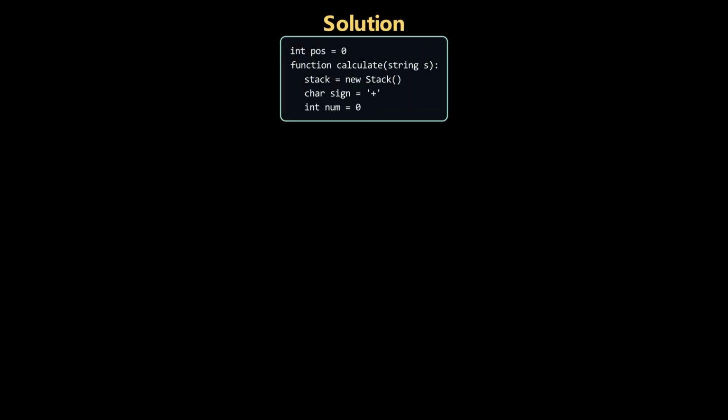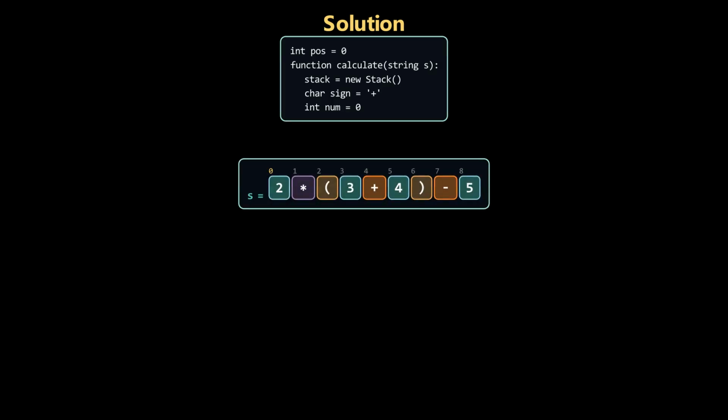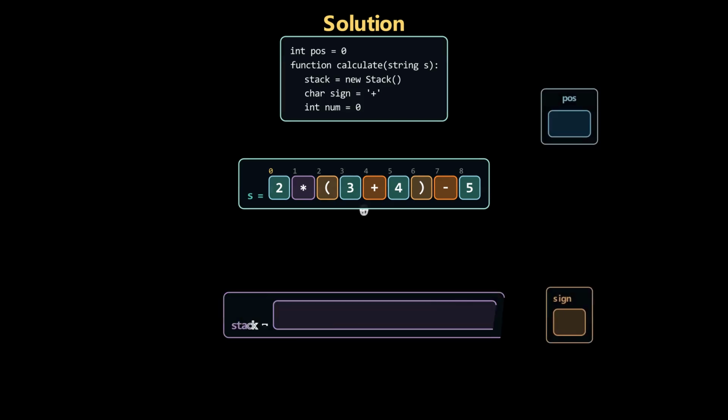We kick off our coding implementation by constructing a multi-track execution dashboard. At the top sits our controller code with a shared read index POS. In the center track, we lay out the full string S as indexed characters. At the bottom, we initialize an empty stack alongside sign and number trackers.